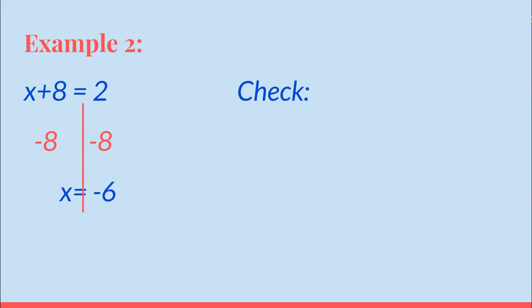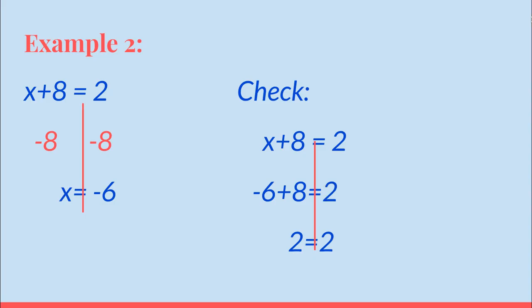To check my answer, I'm going to take that negative 6 and substitute it in for x. So on my left-hand side, I get negative 6 plus 8 is 2. And on my right-hand side, I didn't have any operations to do there. I just bring down my 2, and my left-hand side is equal to my right-hand side, so my answer is right.